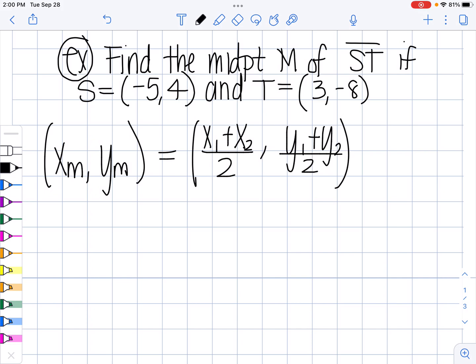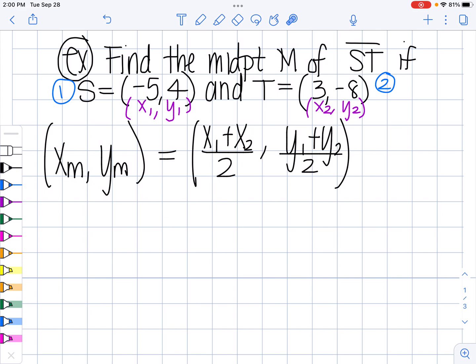Now, I always label my points, so I'm going to call S point 1, and this one I'm going to call point 2. And just so that we remember, because ordered pairs come as x, y, I know that this is going to be (x1, y1), and this one's going to be (x2, y2). This says in point 1, my x value is this. In point 1, my y value is this. These subscripts tell you what point you're on. In point 2, this is my x value. In point 2, this is my y value.